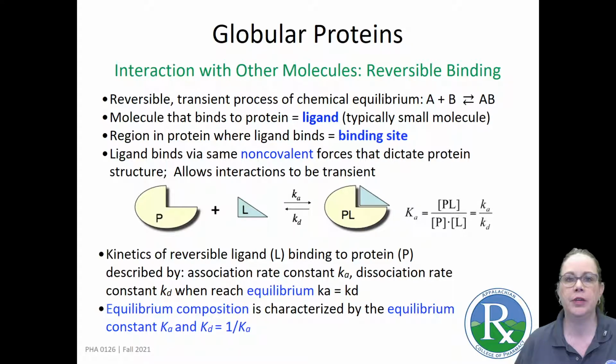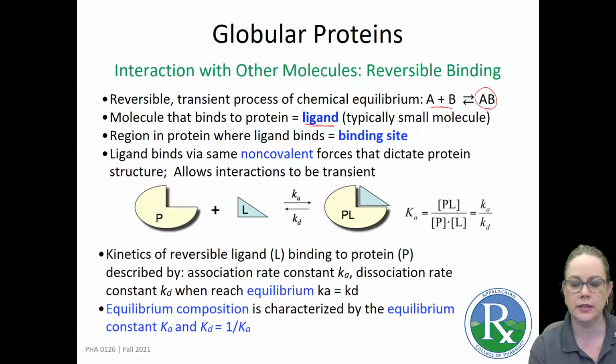In this video, we're going to take a look at ligand binding to proteins. This is a reversible process where we're setting up a chemical equilibrium of molecules A and B coming together to form this AB complex. The molecule that binds to a protein is referred to as a ligand. This is typically a small molecule, although it can be a protein. And the region where this ligand is going to bind the protein is known as the binding site.